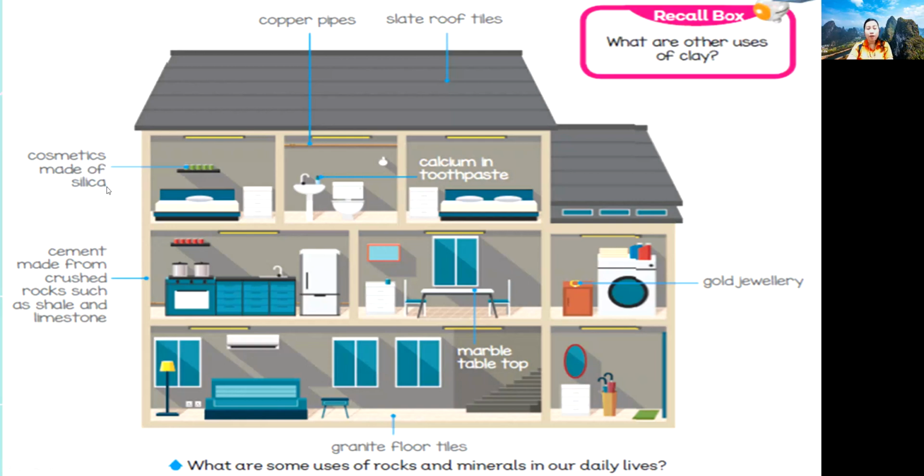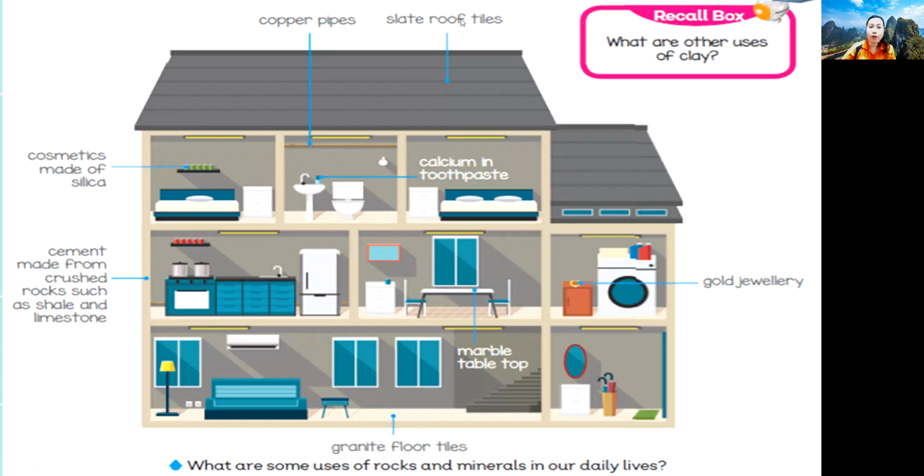Silica is a mineral from rocks. We can get silica from rocks. They are white, and some are gray, and they can be used to make different cosmetics products. In our bathroom here, there are copper pipes where the water passes through. Copper is a mineral that also came from rocks.